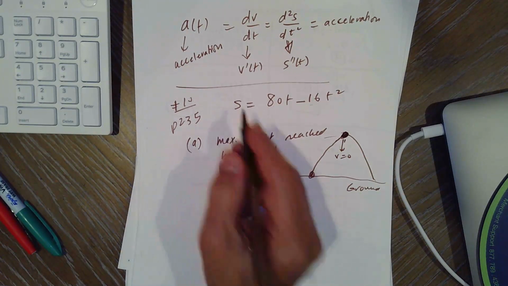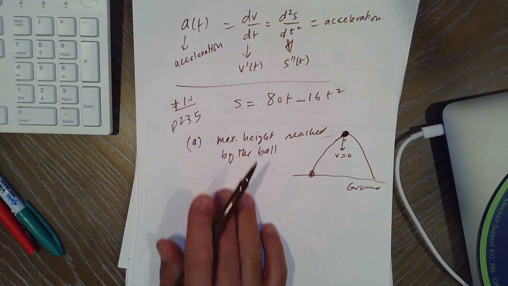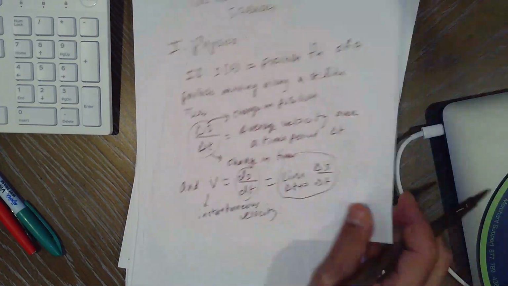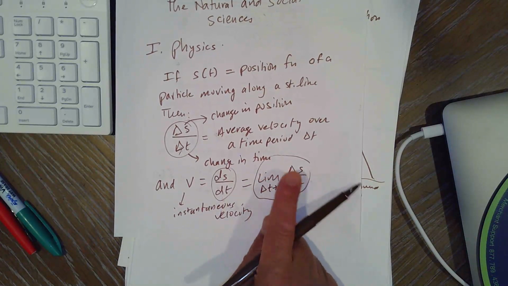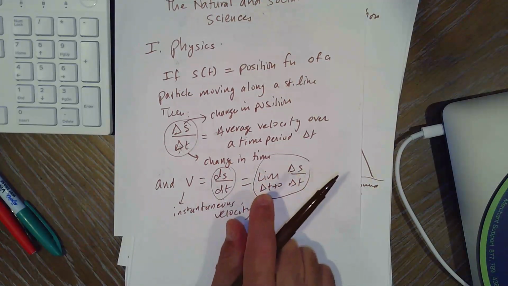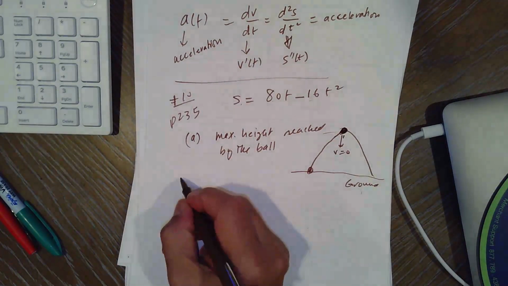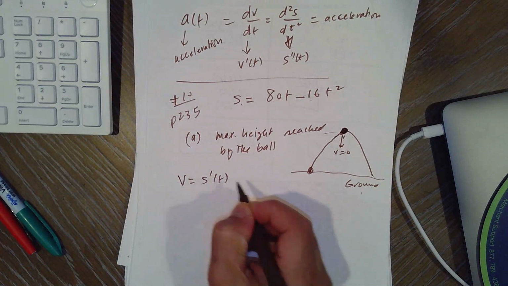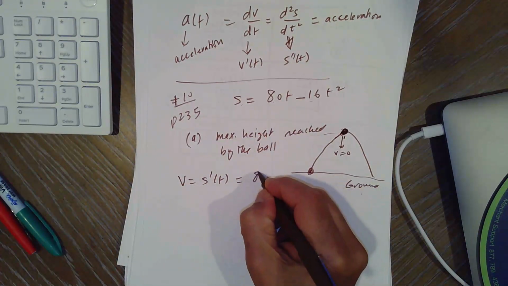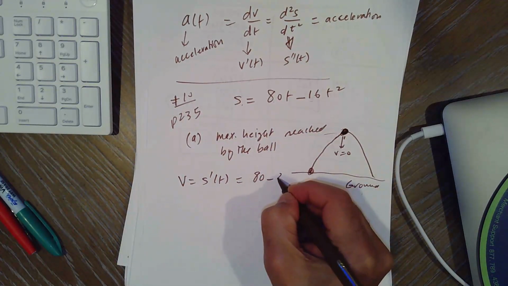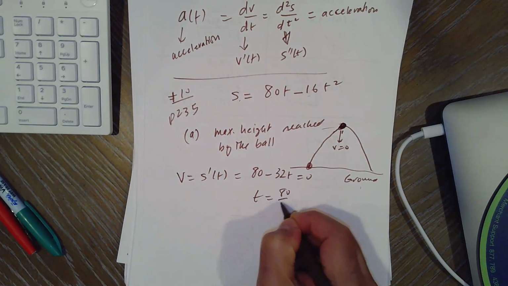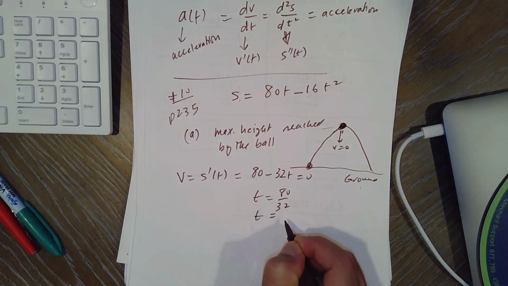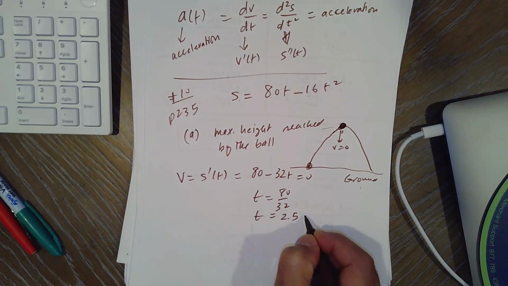Okay, so to find the velocity from the position, we just talked about that. Velocity is the derivative of the position. You want to do limits, you can do that, but you don't need to do limits anymore because now we have all these rules. So v is s prime of t. The derivative of 80t is 80, minus 32t, equals 0, t equals 80 over 32, which is 2.5 seconds.